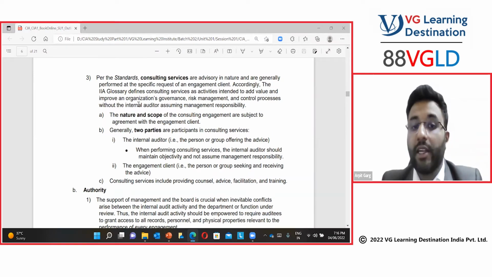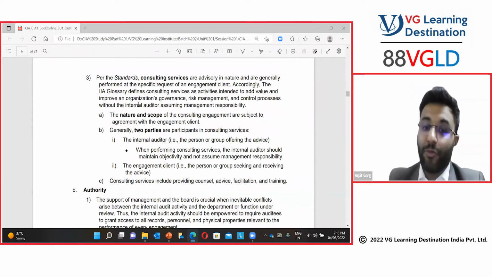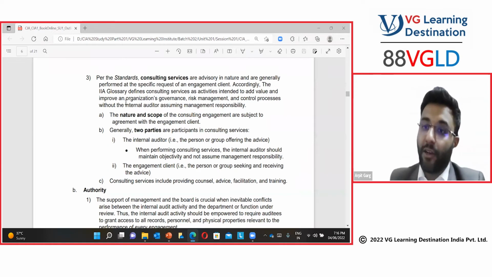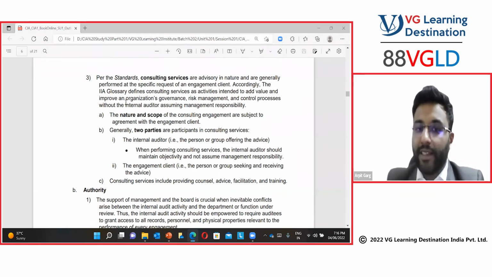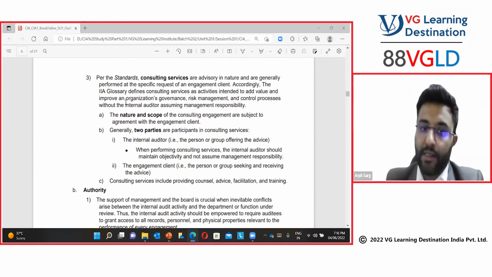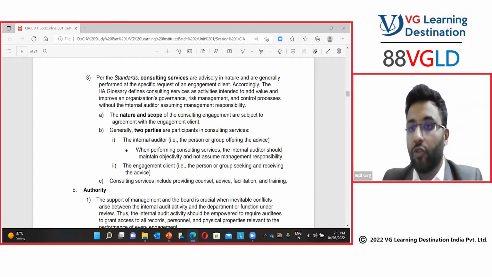Now, when it says without the internal auditor assuming management responsibility, it's trying to say that we should provide consulting services on these aspects. We should not go and implement it. We should not start doing what was supposed to be done by management. Our role as internal auditors is more to evaluate, to provide assurance on various engagements, to help them, to educate them, to bring awareness among the people. But it's not that whatever management is supposed to do, we start doing it.